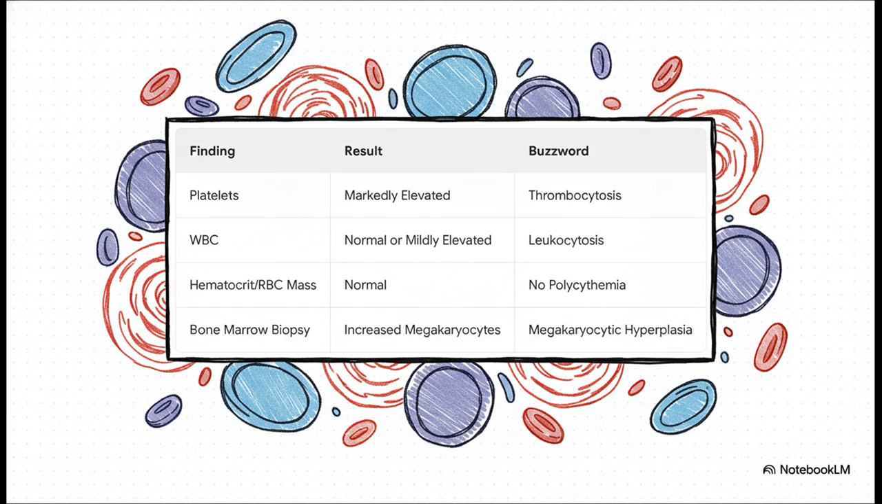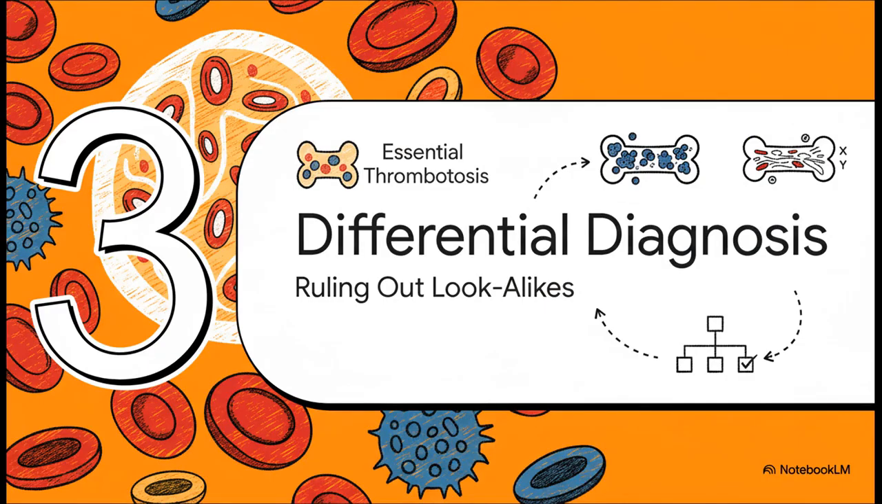Hematocrit and red blood cell mass, normal. Check that box twice. There is no polycythemia, and that's a huge distinction we're going to come back to. Then, if you do a bone marrow biopsy, you'll see exactly what you expect, just a sea of those platelet-making megakaryocytes. Okay, everybody, listen up, because this is, without a doubt, the most important section for your exams.